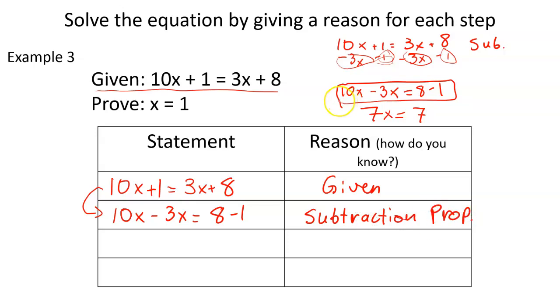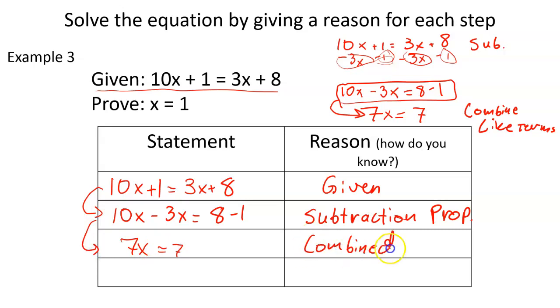Okay? Now, we've already gone from here to here because what did we do? We did 10x minus 3x. What does that sound like? That is combining like terms. All right? Because you are adding the x and the negative 3x together. So, we write down from here now, 7x equals 7. Because we combined the like terms, I'm going to write combine like terms. Also abbreviate to CLT if you'd like.